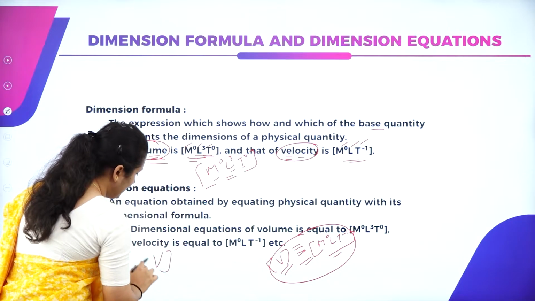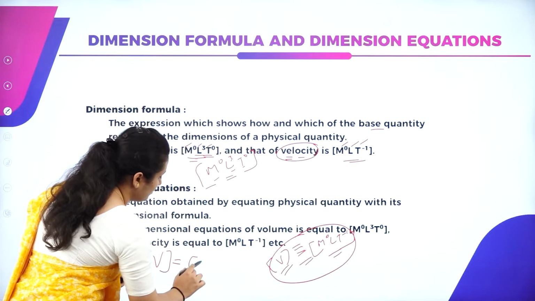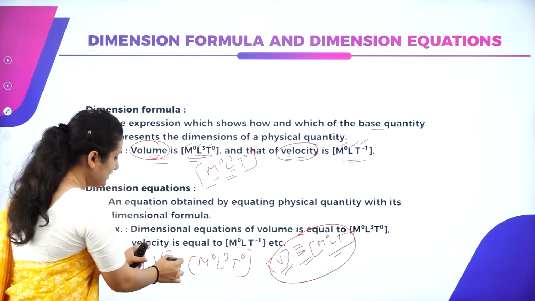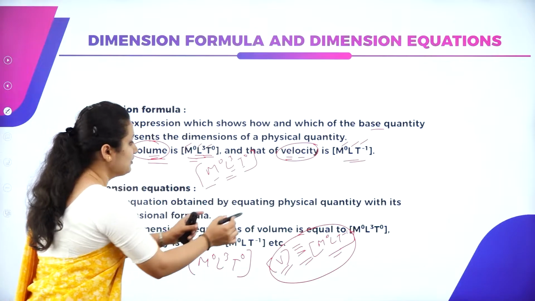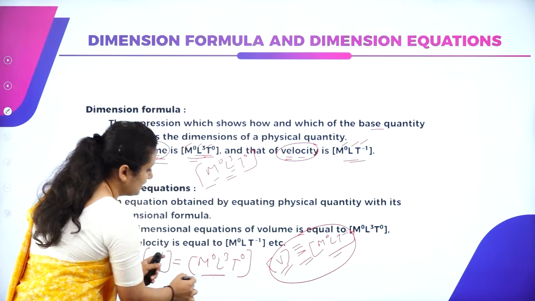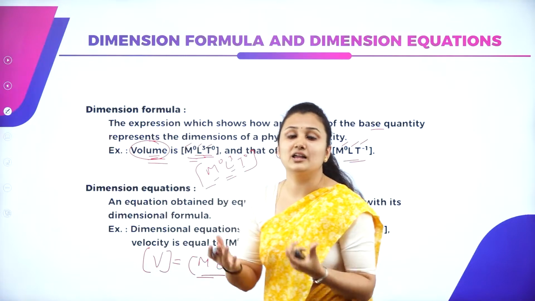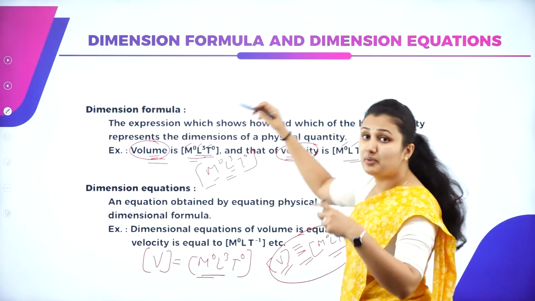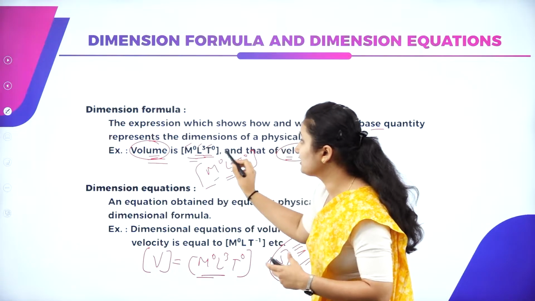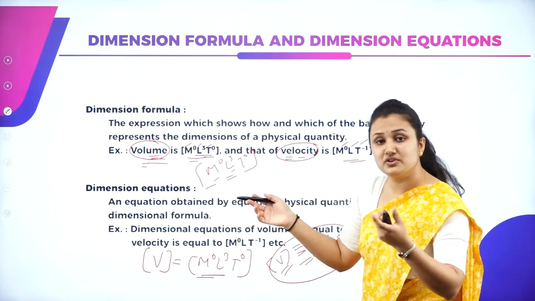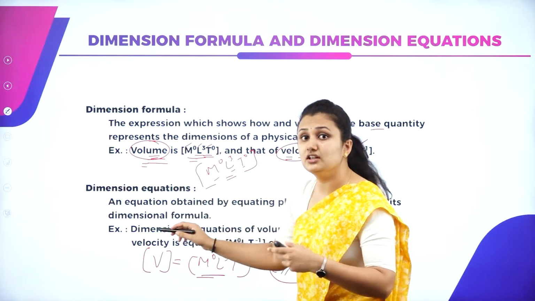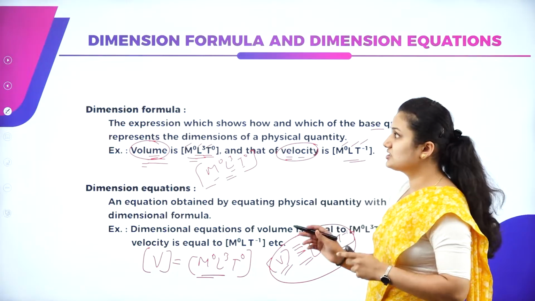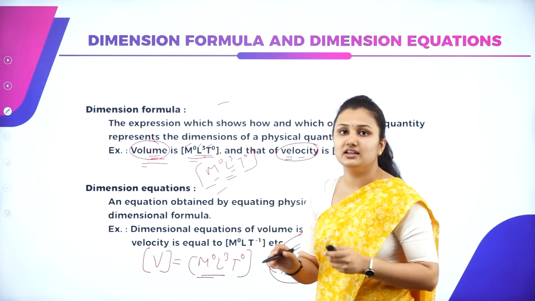Similarly, volume is given by V is equal to, what is the expression for volume? It is M^0 L^3 T^0. So, we are equating the physical quantity with its dimensional formula. This is what we call a dimensional equation. Formula is an expression of which base quantities are representing the dimension of the physical quantity, say volume. Equation is nothing but equating the physical quantity with its dimensional formula. So, this is dimensional formula and dimensional equations.